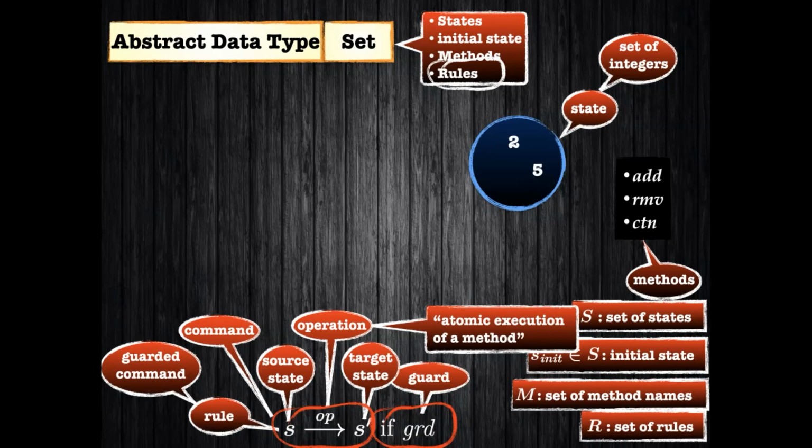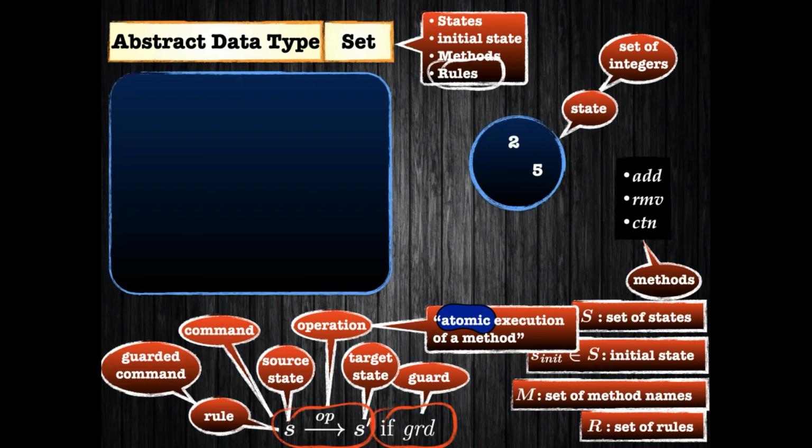One important aspect of this is that each operation corresponds to an atomic execution of a method. And this word atomic is very important, as we will see later. In fact, I emphasize the word atomic. So again, each operation corresponds to atomically executing a method, and in the process, changing the state of the system.